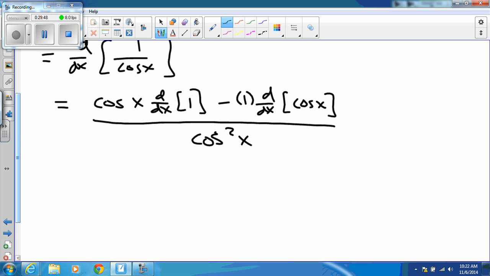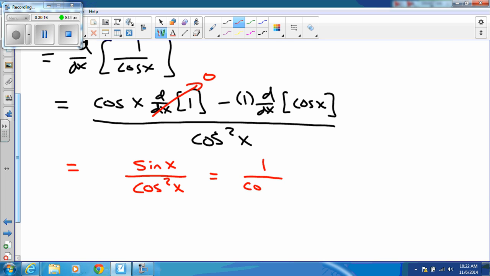Now the derivative of 1 is 0, right? So cosine x times 0 is 0 again. So what I'm left with when the dust settles is minus 1 times the derivative of cosine x, or positive sine x over cosine squared x. This is a perfectly good answer. However, we'd like to rewrite it without quotients. So I'm going to cleverly peel off one factor of cosine in the denominator and rewrite like so.